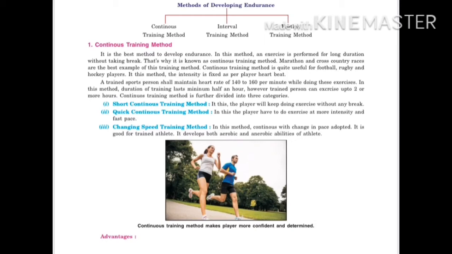Third one is your variable pace continuous method. This method is the combination of fast pace and slow pace methods. In this method, pace or speed keeps on changing from time to time. This method helps to develop anaerobic and aerobic endurance. This method is performed from 25 minutes to 1 hour and heartbeat remains around 160 to 190 per minute.